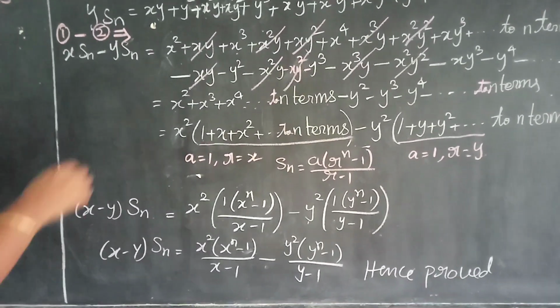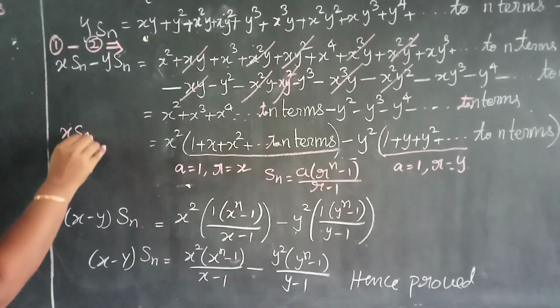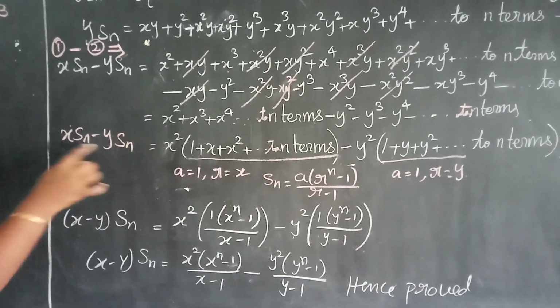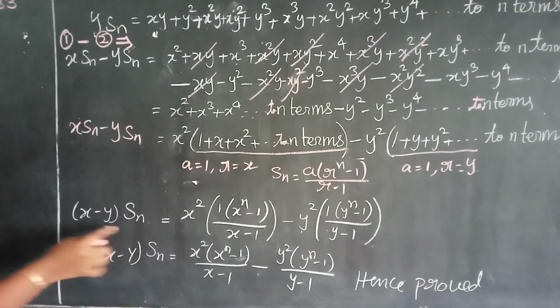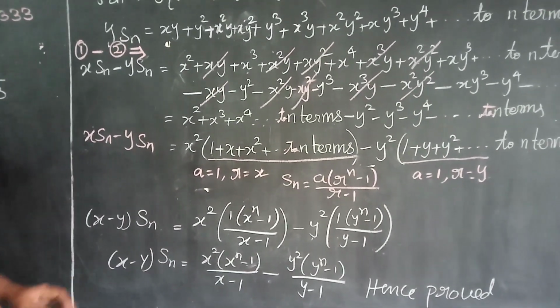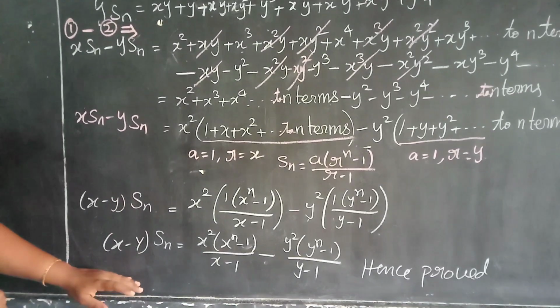Here what you have is x Sn minus y Sn. So in both I take Sn as common outside, you will get x minus y into Sn. Hence we proved what was given in the sum.